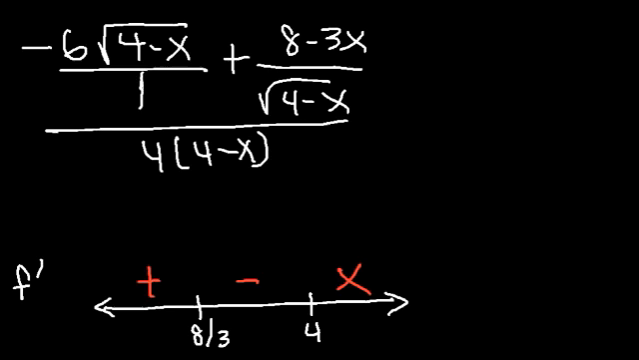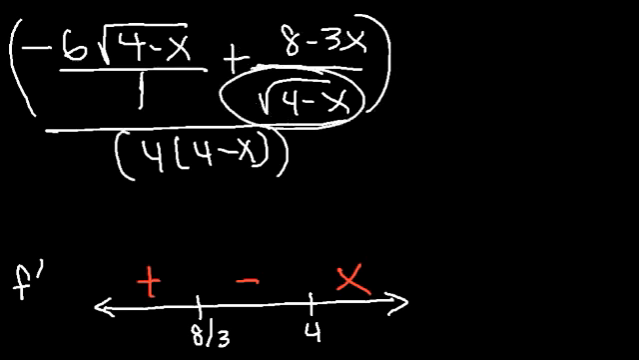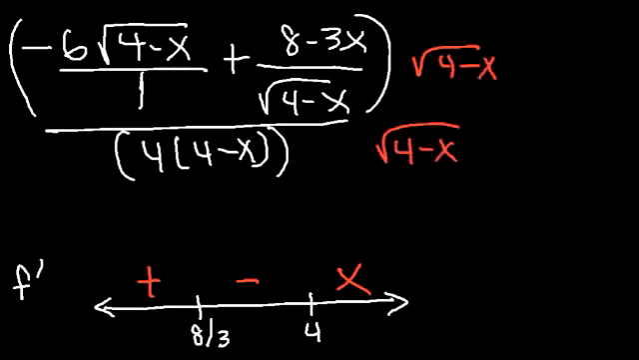Now what we need to do is clear away this fraction. And so what we're going to do is multiply the top and the bottom by this denominator, and that's radical 4 minus x. So radical 4 minus x times negative 6 root 4 minus x. What is that going to be?